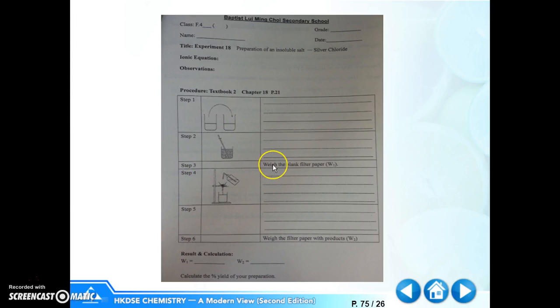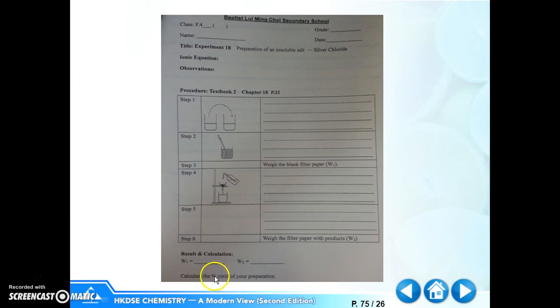So the key step here, you must weigh the blank filter paper before you do the filtration, otherwise after you collect the product, the product is mixed with the filter paper, and then you cannot find out the accurate mass of the product, right? Because even if you weigh the final mass of the filter paper plus the product, you cannot remove the product completely to weigh the blank filter paper again.